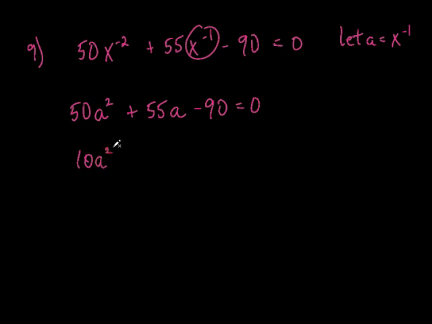It's going to give us 10a squared. If I divide this by 5, that gives us an 11a. If I divide this by 5, what's that? 18 equals 0. Now that might make it a little easier to factor, wouldn't you think? So hopefully all these factor, don't they?